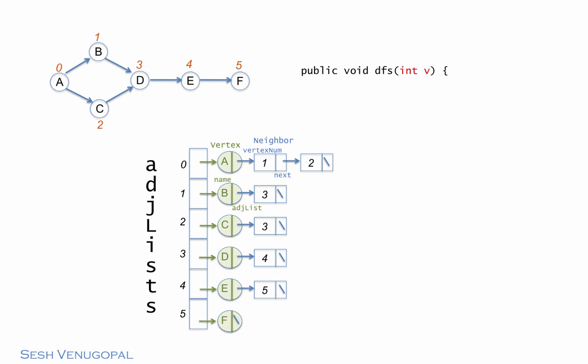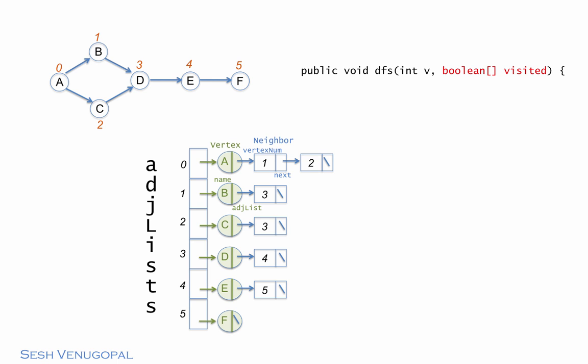But we also need to mark vertices as visited, and a Boolean array indexed by vertex number would work well for this. So this needs to be passed along as a parameter for every recursive call as the algorithm proceeds through the graph, which changes the header to this.